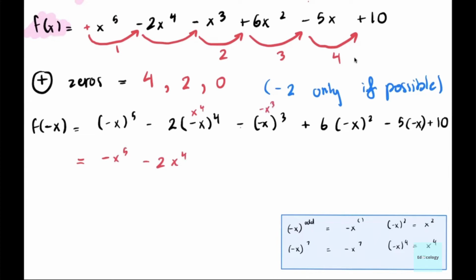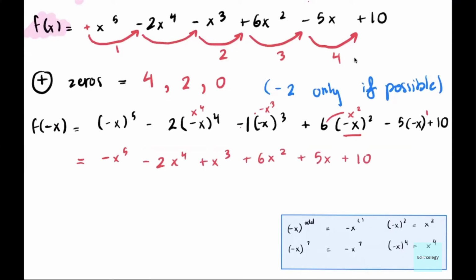So negative times negative would be positive. And then here negative x to the power of 2 will be x to the power of 2. 6 times x to the power of 2 is 6x to the power of 2. Then here negative 5 times negative x. Here it is to the power of 1, which is odd, so it stays as negative x. So negative x times negative 5 makes plus 5x, then plus 10.